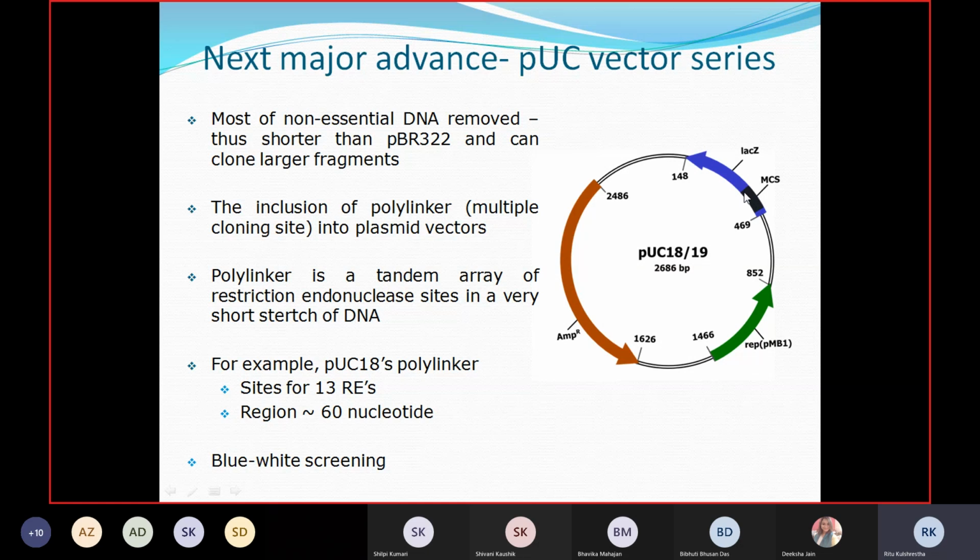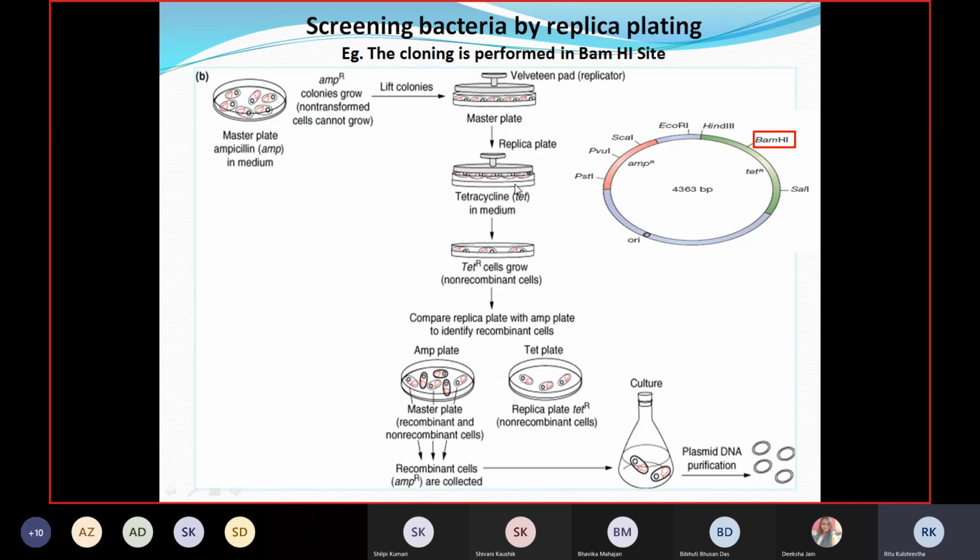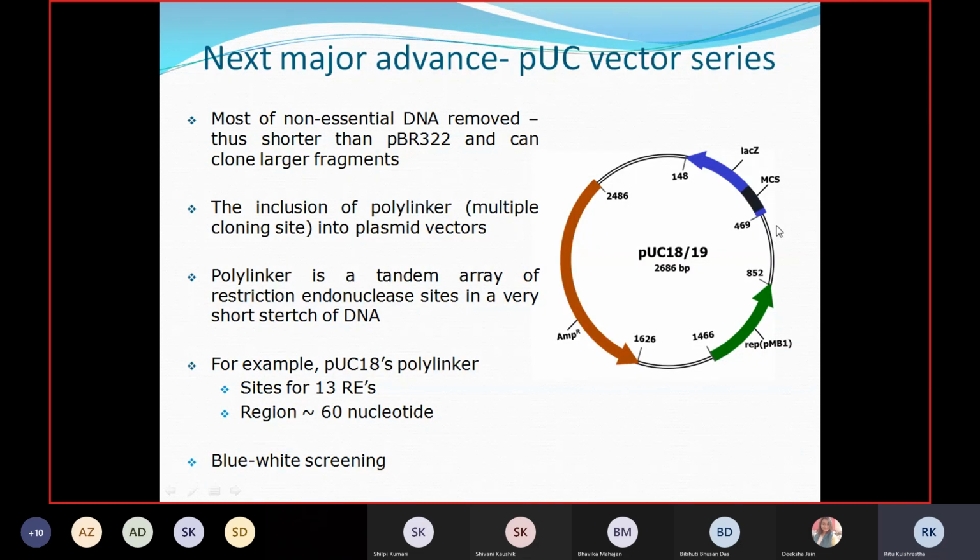But yes, one improvement was that the MCS was introduced, and another improvement was that now we didn't want to go through this whole set of replica plating and then identify the recombinant bacteria. Rather, here a screening marker was added, and in this case it is lacZ, or let's say blue-white screening, that was introduced here. What that screening methodology is and what is the idea behind it, I'll come to that. But yes, these were the two major things, MCS and the presence of this screening marker.